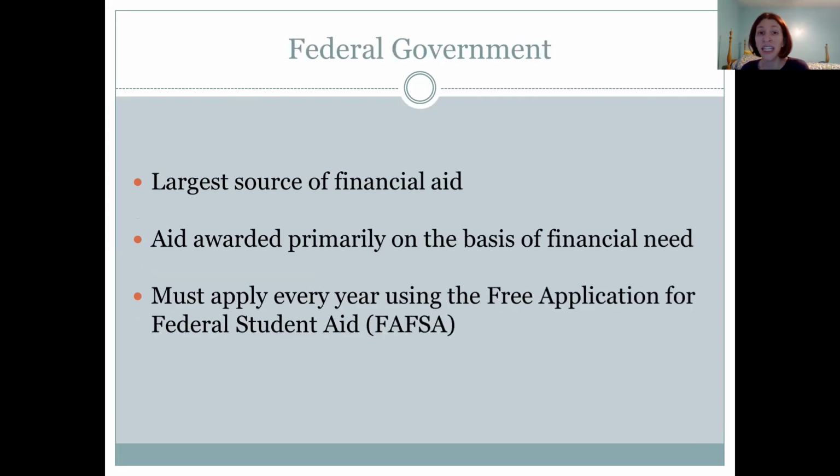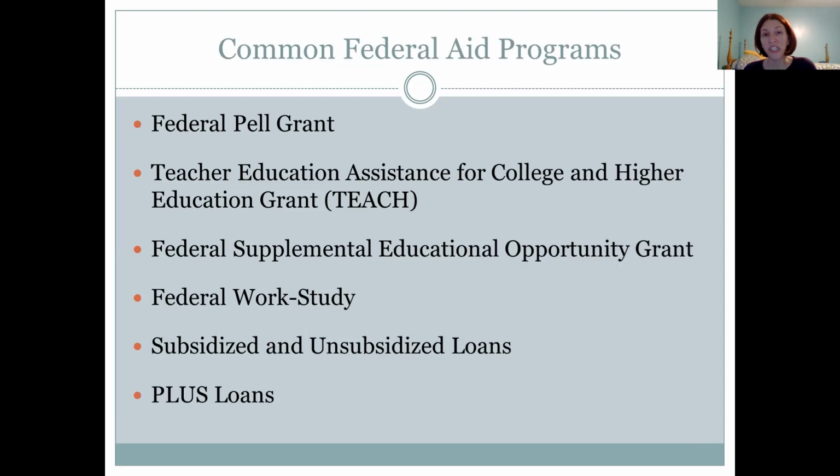So the federal government, it is the largest source of financial aid, again, based upon the FAFSA form, and most of their aid is awarded primarily on the basis of financial need, which we talked about a couple of slides ago. Some of the programs you might run into, the largest one is the Pell Grant. That's based upon what your EFC is currently. The Teach Grant, if you're thinking of going into the education field, the Opportunity Grant Program, Work Study.